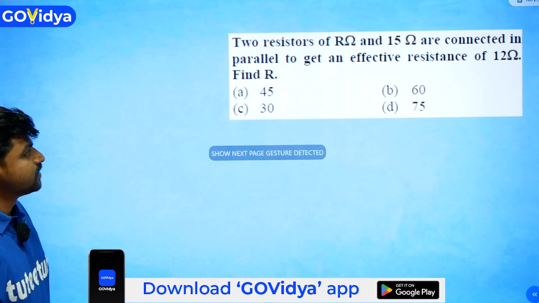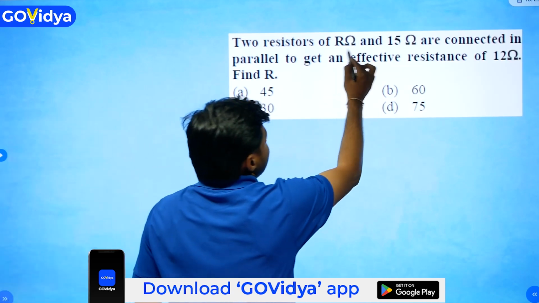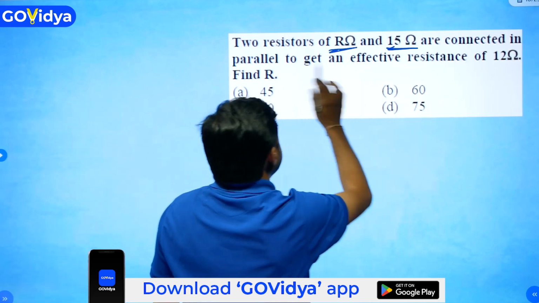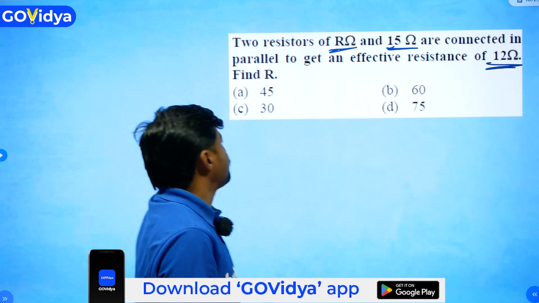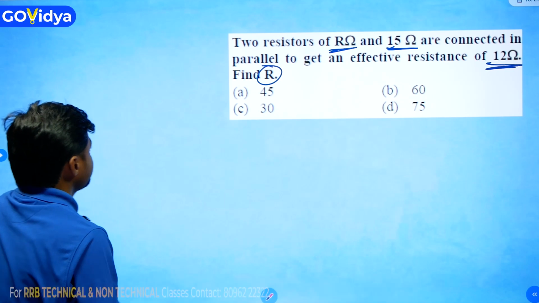Next question. Two resistors of R ohm and 15 ohm are connected in parallel. The effective resistance is 12 ohms. Find the R. Two resistors.